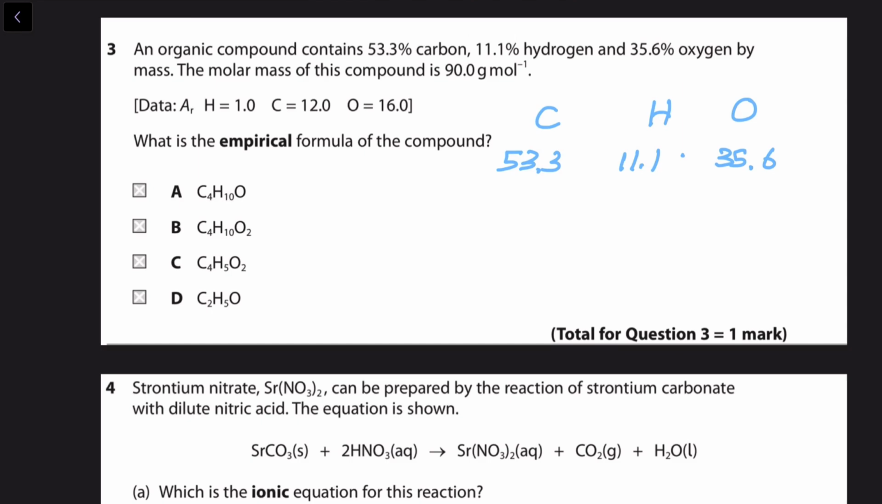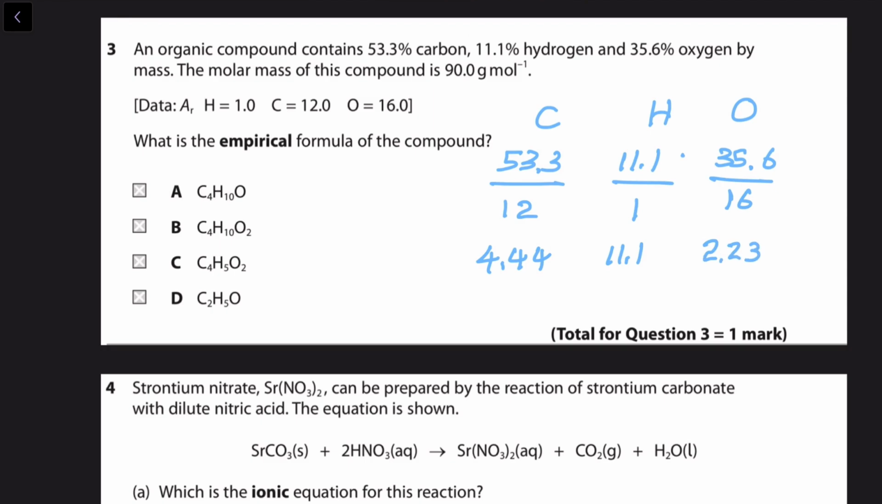Now convert each one into moles by dividing by its relative atomic mass. 53.3 divided by 12, 11.1 divided by 1, 35.6 divided by 16. So you get 4.44, 11.1 and 2.23.